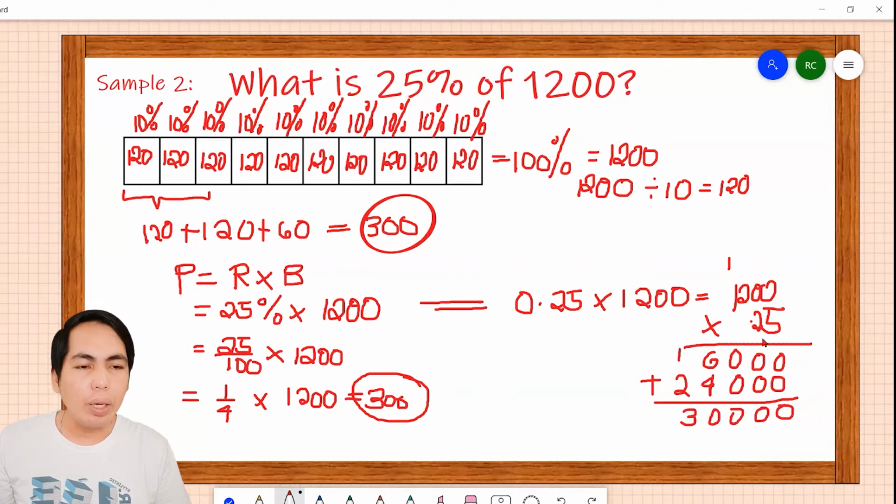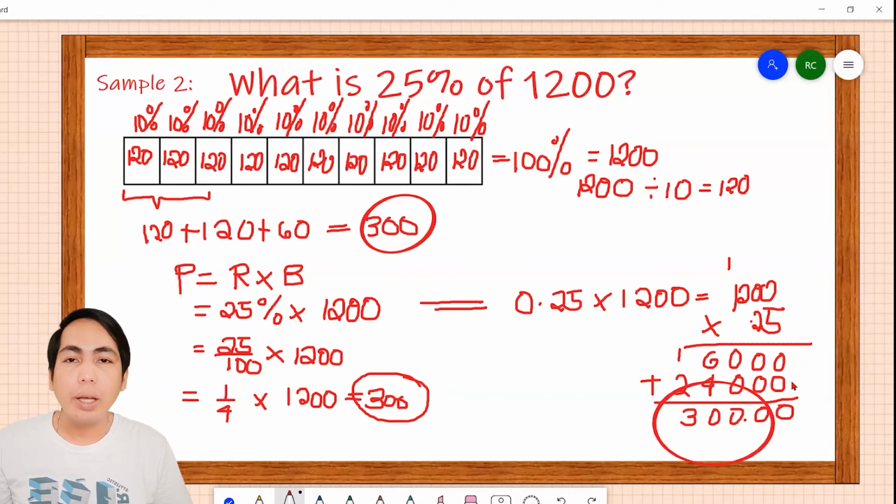And then we have to count the decimal places in our factors. 1, 2. And then we also have to count 2 digits starting from the right, 1, 2, to give us 300. So therefore, 25% of 1,200 is 300.